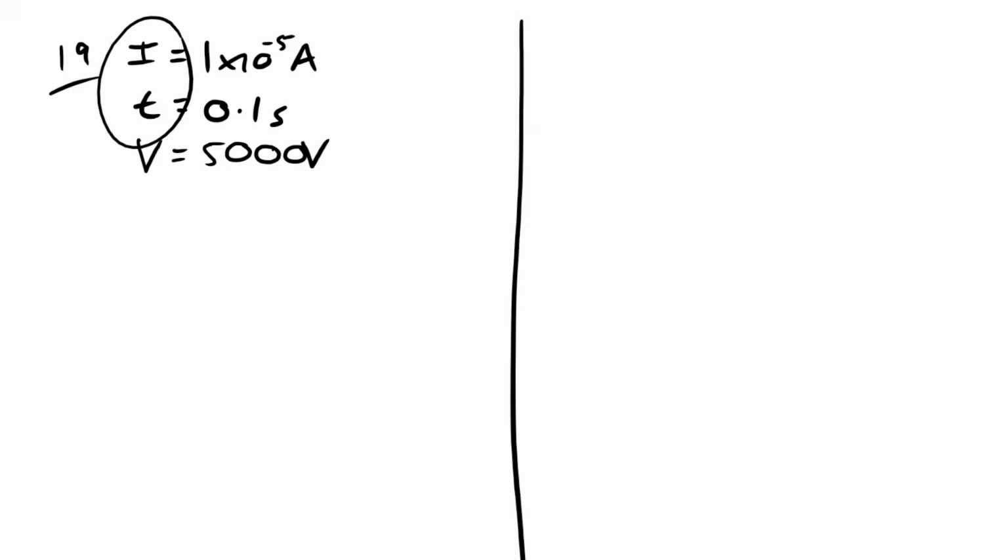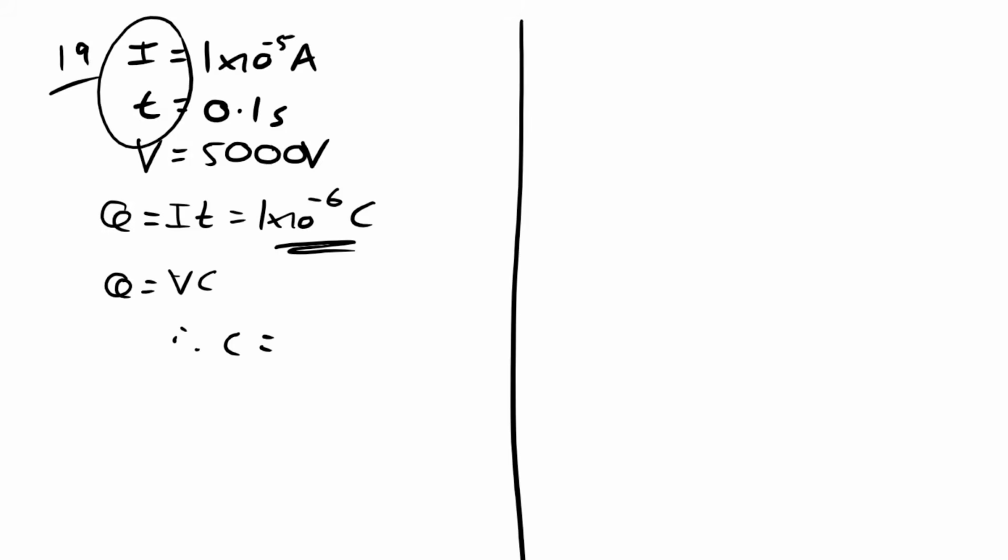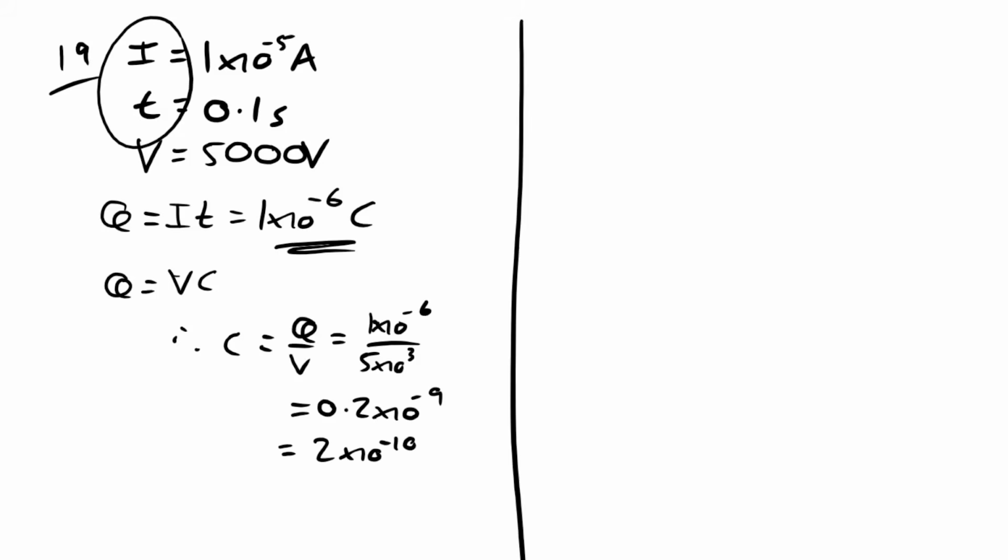Well, if we're ever given a constant current and a time, we need to find out the charge. So charge is equal to I times T. That's 1 times 10 to the minus 5 times 0.1, so ultimately 1 times 10 to the minus 6 coulombs. And we know that Q is equal to VC, so capacitance is charge stored per volt. It's going to be Q divided by V. So 1 times 10 to the minus 6 divided by 5 times 10 to the 3. We end up with 0.2 times 10 to the minus 9, or in other words, 2 times 10 to the minus 10. And so the answer looks like it's going to be A.